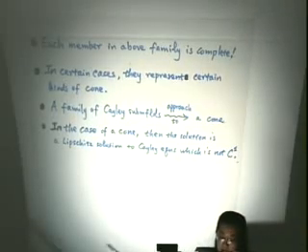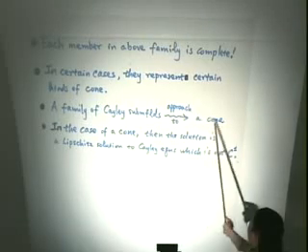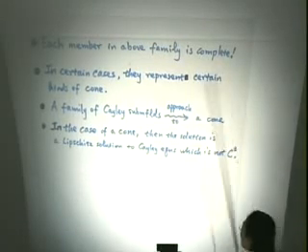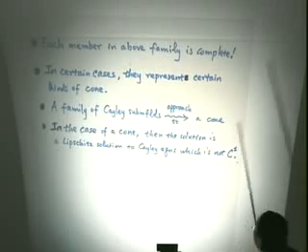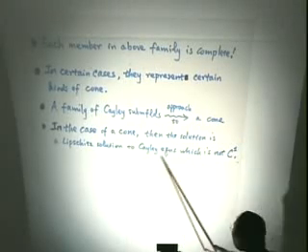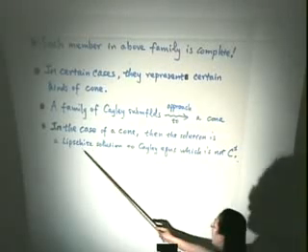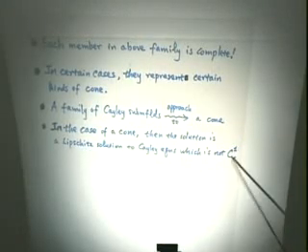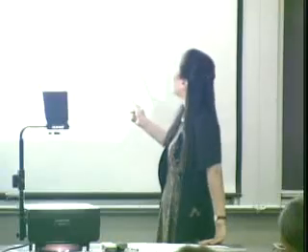As I said, for each member we check that it's actually complete. In certain cases, they present certain kinds of cone, and we do have a family of Cayley manifolds approaching a cone. That's what they wanted. And in the case of the cone, you can see the solution to our Cayley equation is not C1, because if it is C1, we have regularity theory and it has to be smooth. So it is not. In any case, it's actually Lipschitz.